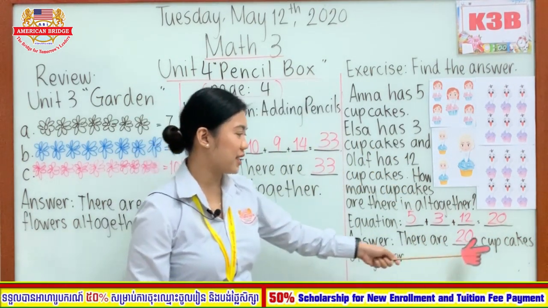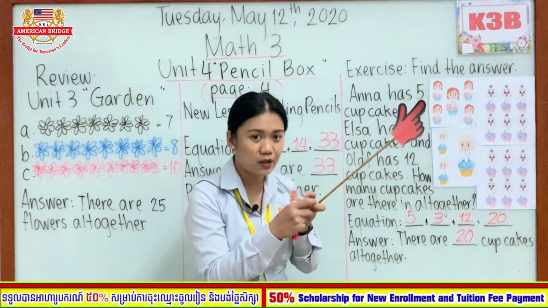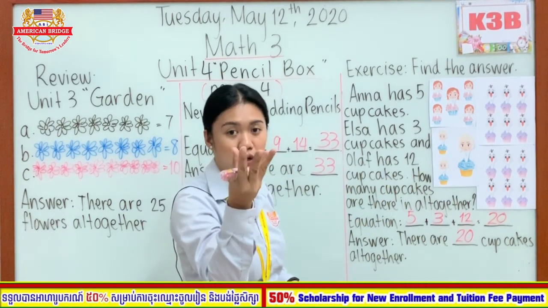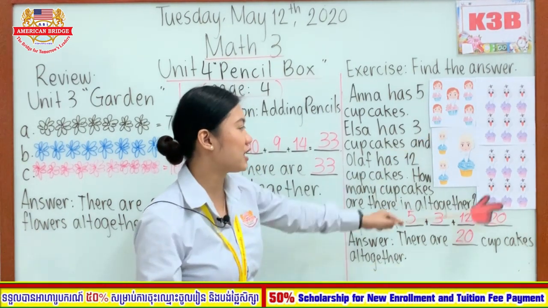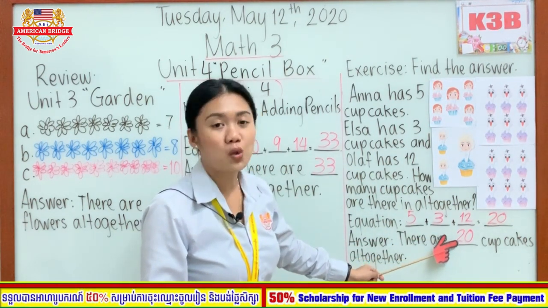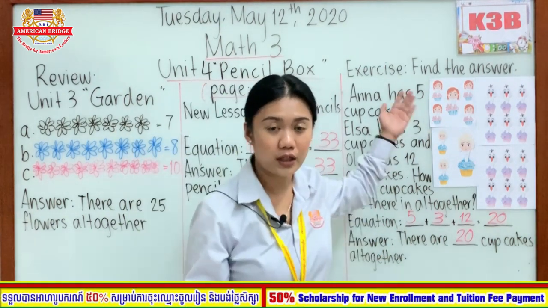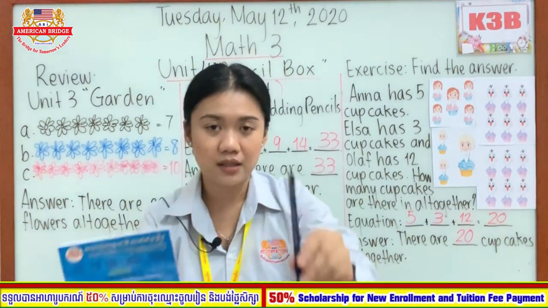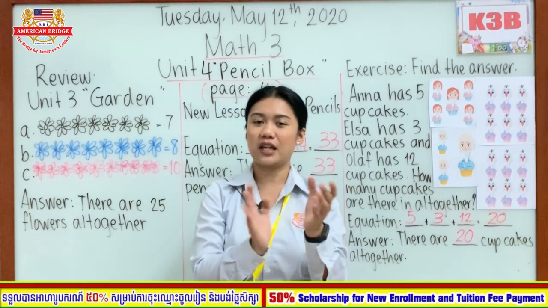20 cupcakes altogether. What is cupcakes again, everyone? These are the cupcakes. You eat this one, then so yummy. A small cake only, but those are what you call cupcakes. Okay, everyone? Great. So how many cupcakes altogether, everyone? There are 20 cupcakes all together. Very good. Don't forget to copy this into your notebook, okay? With your pencil and your eraser. Clap for yourself, everyone. Well done for today.